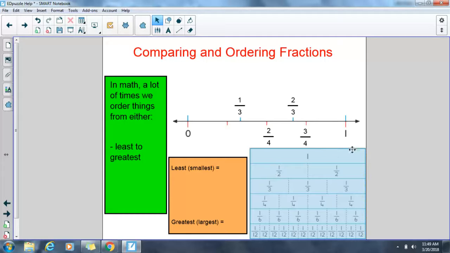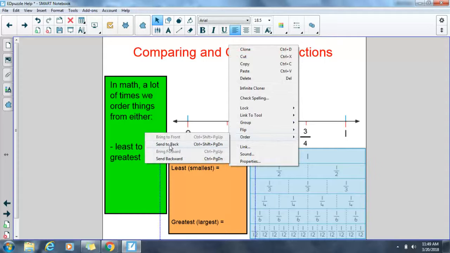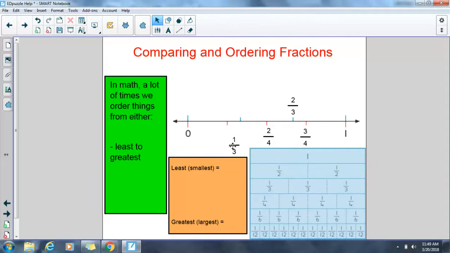When I look at this, my smallest fraction would be 1/3. My largest one, or the one that goes the farthest, would be 3/4. And then 2/4 would be the next smallest because it doesn't go as far as 2/3 does on this number line. So 2/4 would be there, and then 2/3 would be the next biggest one from there. So if I was putting these in order from smallest to largest, it's 1/3, the smallest, then 2/4, then 2/3, then 3/4. And I used my number line to help me.